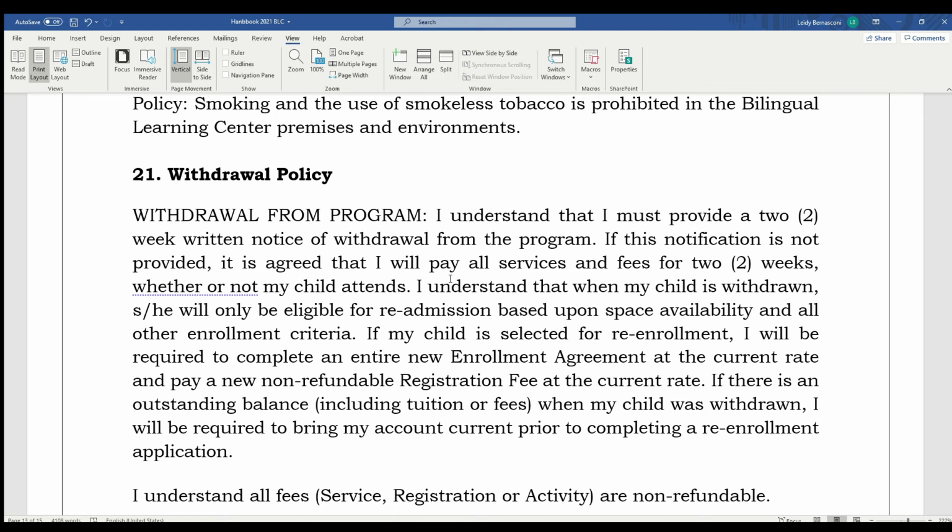Same thing I always do for my families. I give them two weeks' notice for them to find another childcare, but I also expect the same thing. So this is the agreement that two adults are making, and it's really important that both of us agree and we follow what we sign.